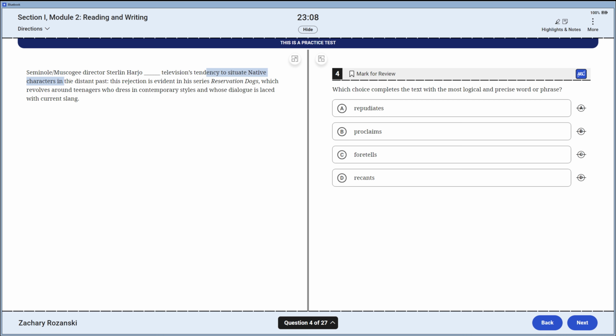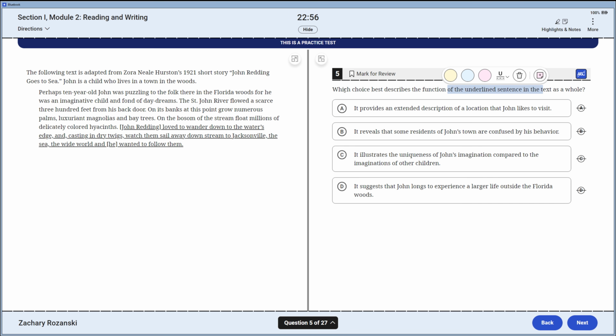Then I see my colon here. He is rejecting this thing. What kind of rejection is he doing? He's not abandoning an old idea. He's just not doing what the media is doing. Function of the underlying sentence in the text as a whole. Let's give it to me.